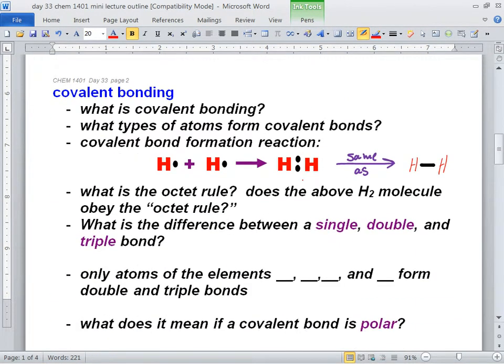Okay. Covalent bonding. We just kind of spoke about what covalent bonding is. But what types of atoms form covalent bonds? Megan, how would you answer that? Anything but what? Metals. Yeah, anything but metals. I just don't include them. So where is that on the periodic table?